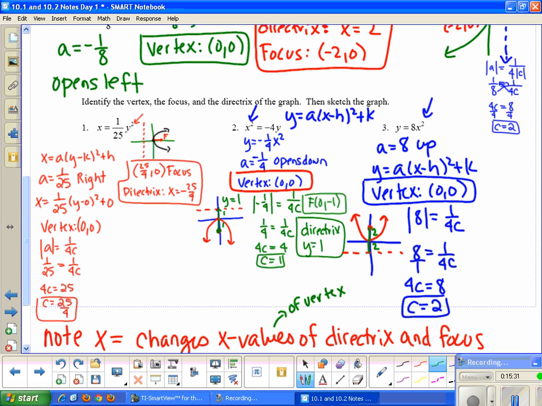So notice we're going to change the y value that's on my vertex. Now we're going down to get to my directrix. So the directrix is at y equals -2, and the focus we're going up to, so we're changing the y coordinate to 2, so 0, comma 2. The x coordinate of the vertex stays the same. So that's my focus and directrix.